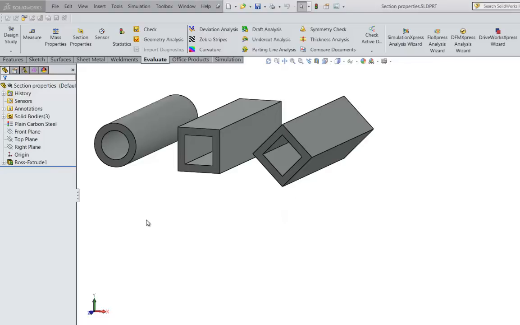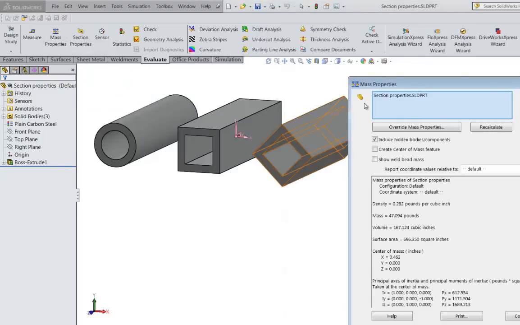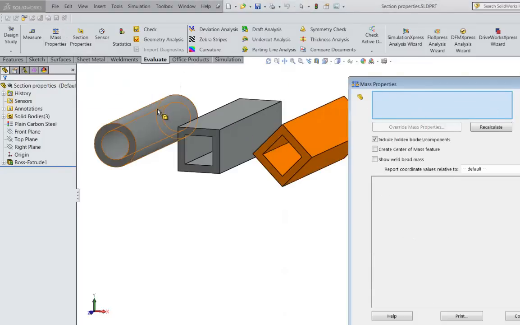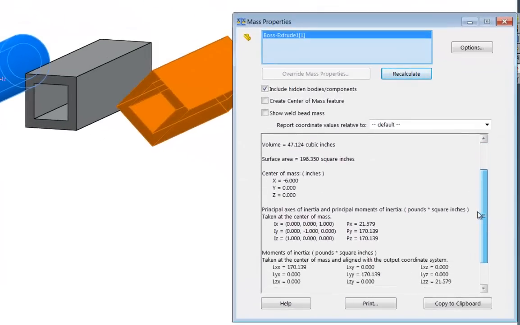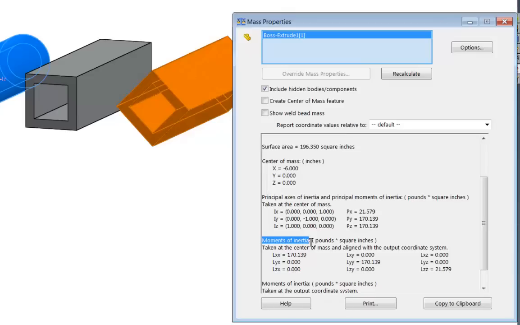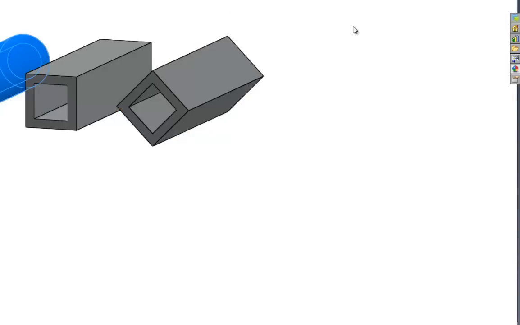To determine the section properties, we would come here to the Evaluate tab, and we would choose this Section Properties tool. You're probably used to choosing the Mass Properties tool. If I go here, let's clear those selections and choose just this round tube and recalculate. Notice that that is giving me the moments of inertia, but it's not the area moment of inertia. It's giving me the mass moment of inertia. Notice the units, pounds times square inches. So this is certainly not the moment of inertia we're interested in our stress calculation.